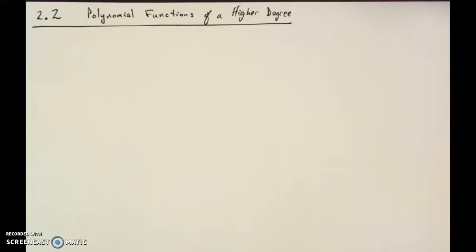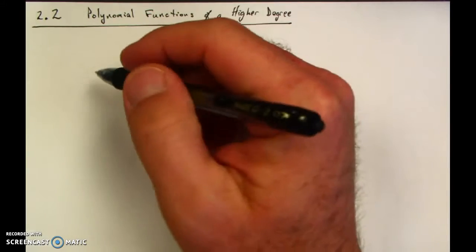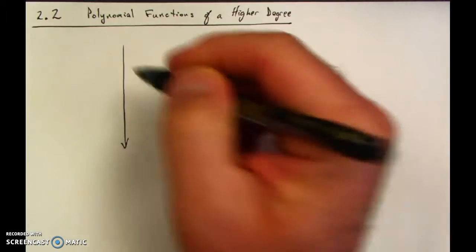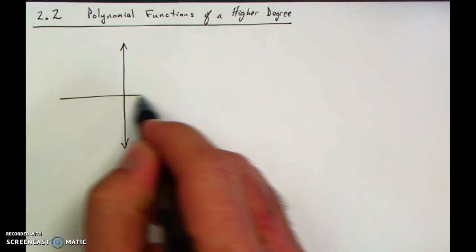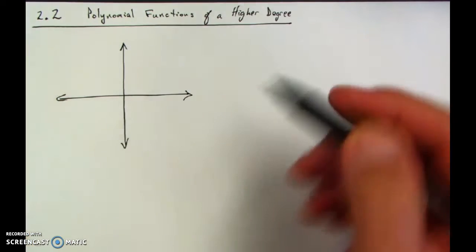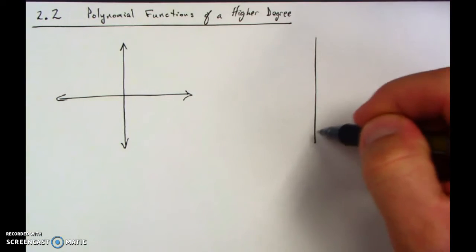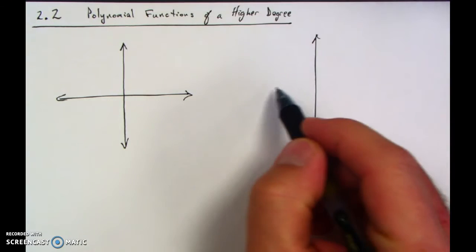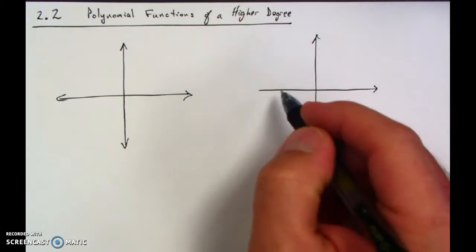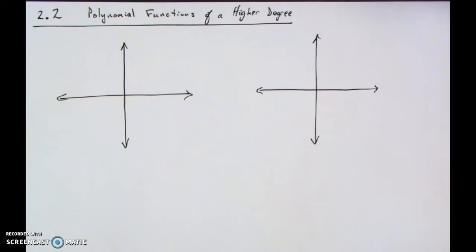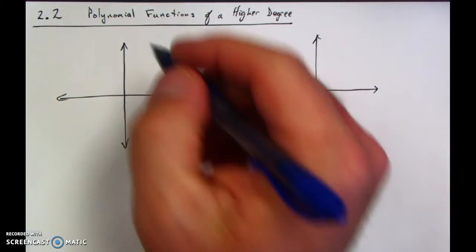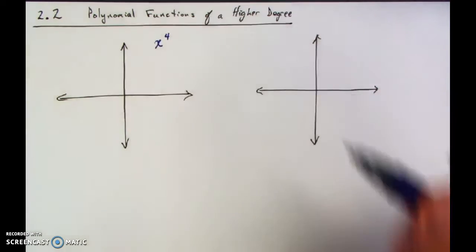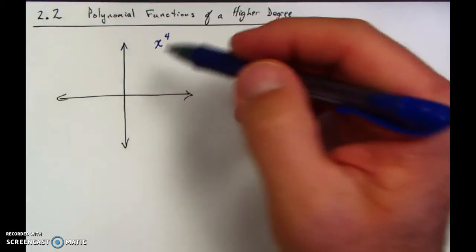In this unit, we're looking at polynomial functions of a higher degree. We've already worked with quadratics and cubic functions. We know what the graphs of those look like. Really what we're looking at here is just in general, if I have something that is to an even degree, like x to the fourth, we have a general idea what that's going to look like.